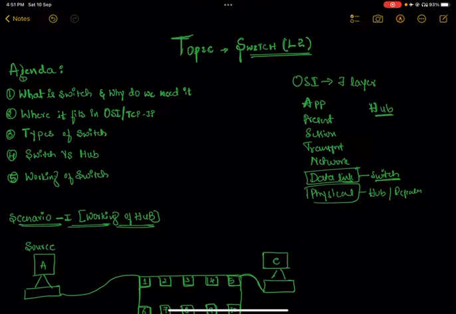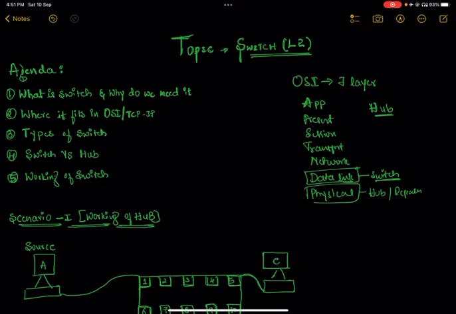And talking about repeater, it is a device which amplifies the signal, and it helps in communicating over long distances without attenuation. Here, attenuation is the loss of power or loss of signal. So in order to prevent that, we use a repeater.